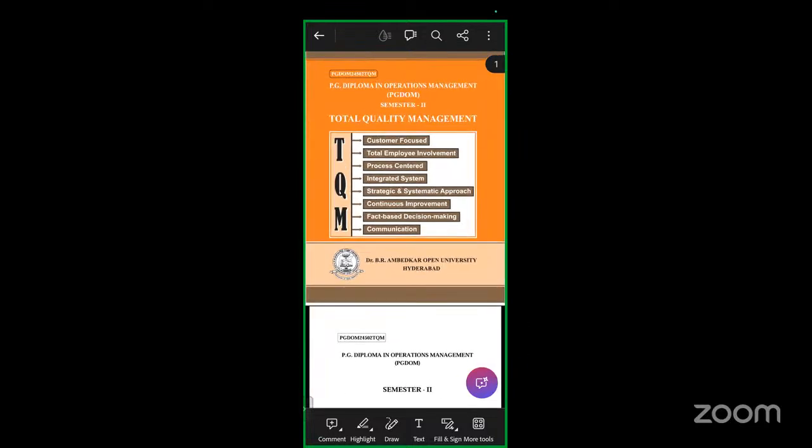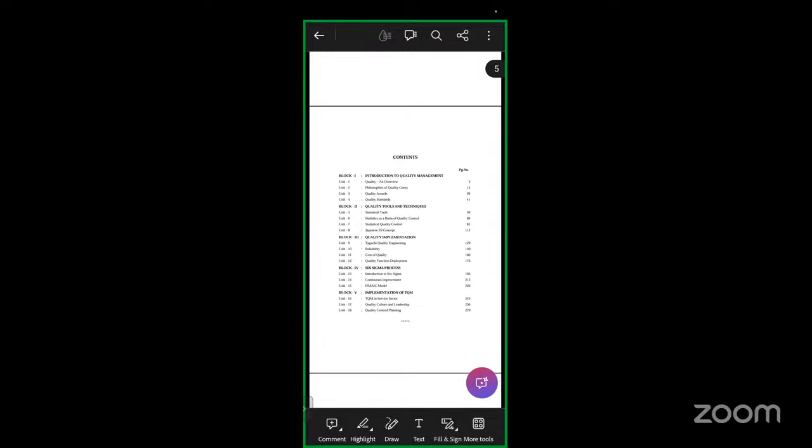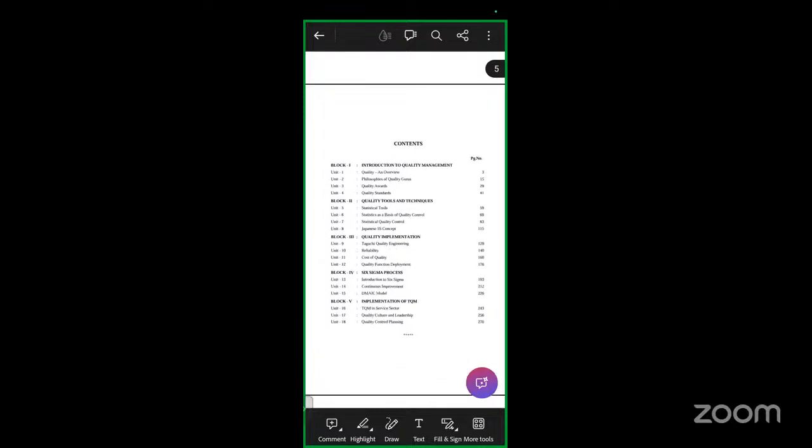This book is provided by your university, Dr. B.R. Ambedkar Open University. In that, each and every textbook consists of 5 blocks: first block, second block, third block, fourth block, fifth block. Depending on block capacity, they are subdivided into units, like unit 1, unit 2, unit 3, unit 4. A minimum of 3 and maximum of 4 units are allocated, so some blocks have 4 units, some have 3.